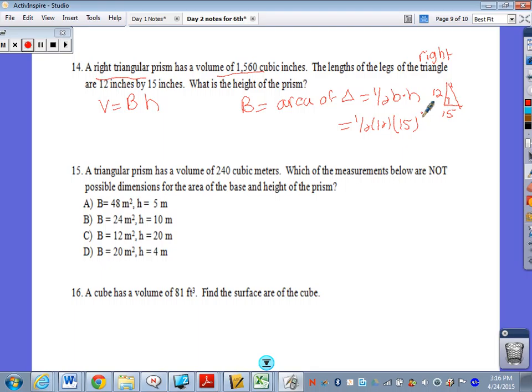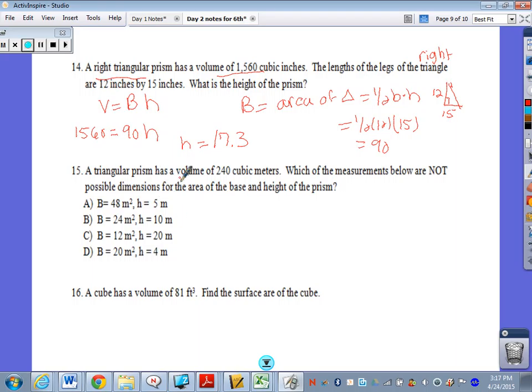And if we do that, that gives me 90. So that's big B. Then I'm going to plug in my volume, which is 1560, my big B, which is 90, and H. And then I'm going to solve, and I get H to be 17.3 repeating, so 17.3.